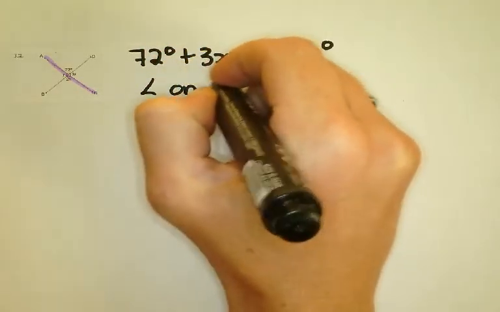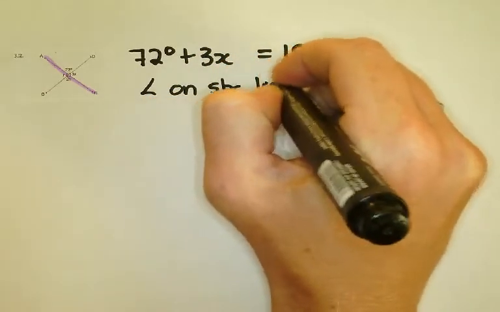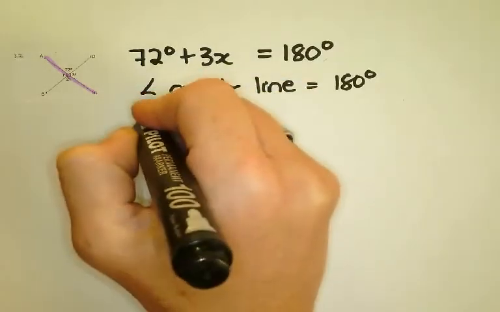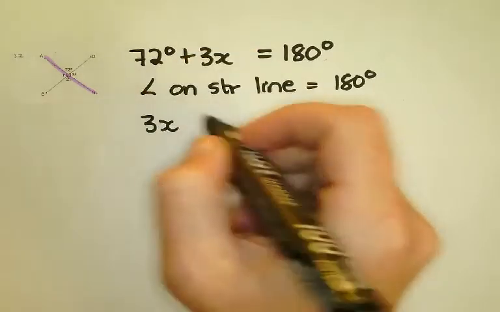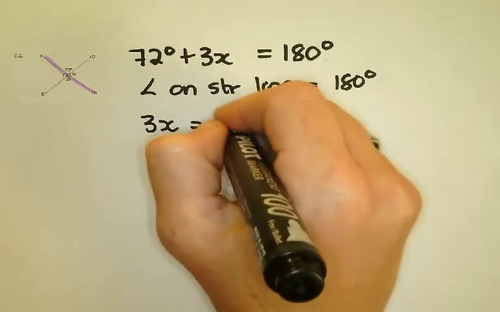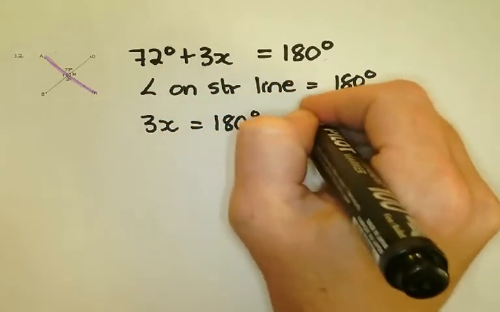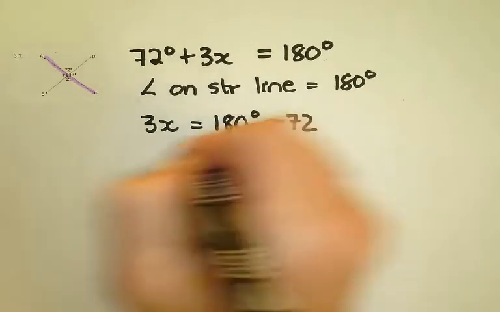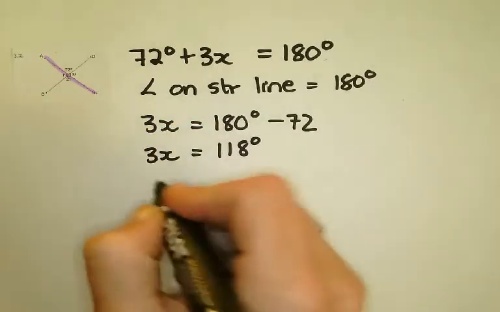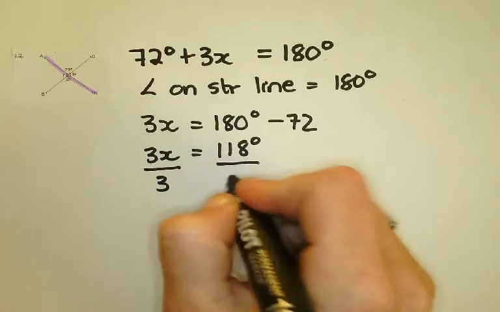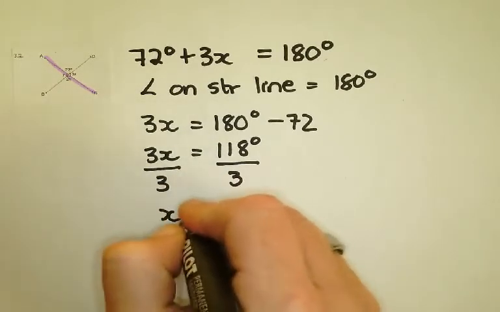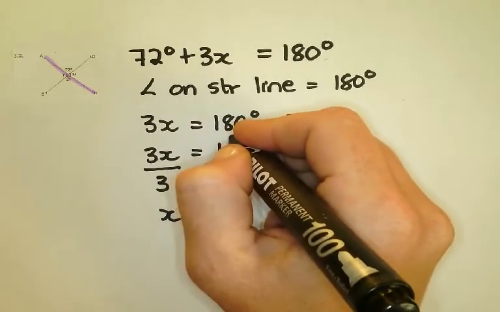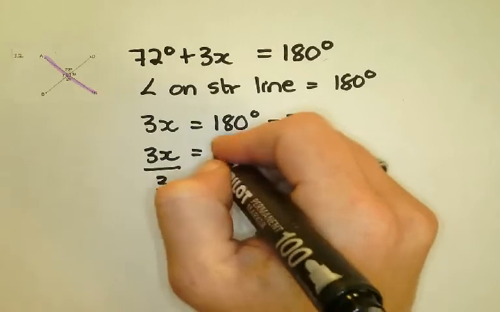Angles on a straight line equals 180. Now it's simple maths. So that 72 there is bothering me. I'm going to take it over. It becomes minus. And so this becomes 118 degrees. I want x on its own. So I divide both sides by 3.